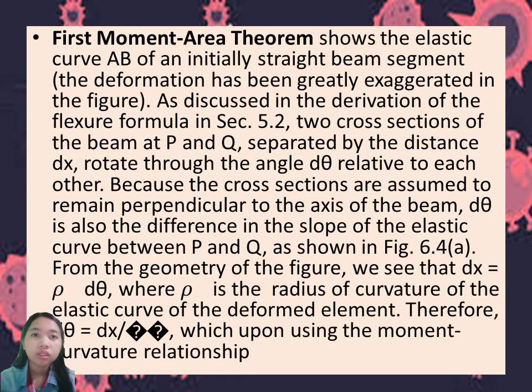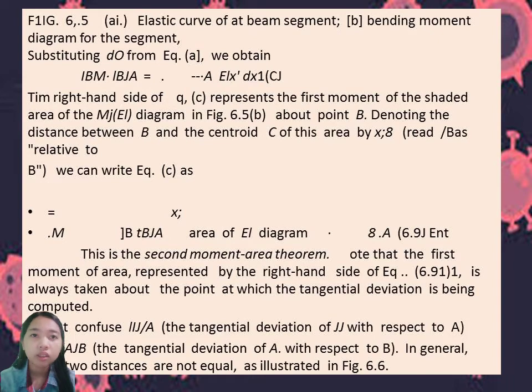So for the solution, substituting the equation, we obtain the tangential deviation of B with respect to A. The right hand side of the equation represents the first moment of the shaded area of the M/EI diagram in figure 6.5 about point B, denoting the distance between B and the centroid C of this area by x̄. So, we can rewrite the solution.